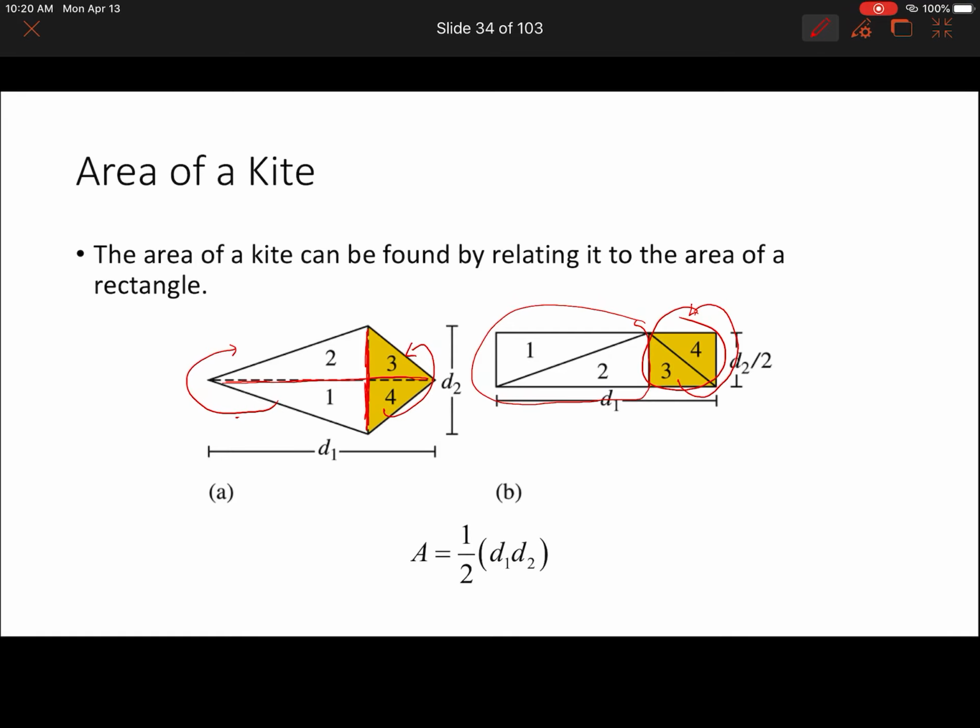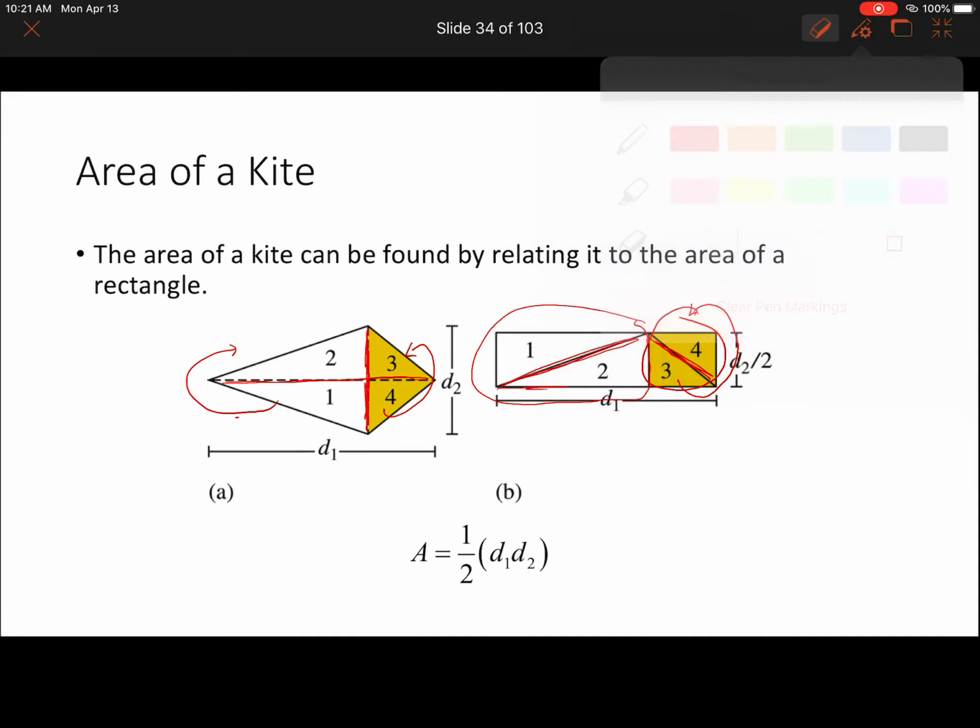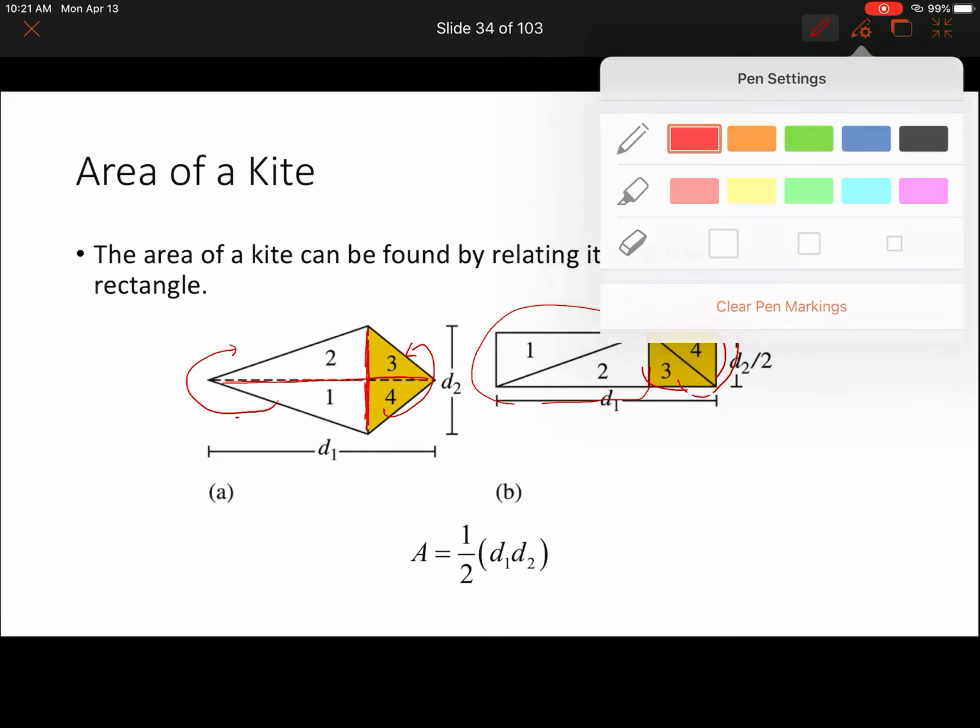And so half of that length, half of this length times this length, because, no, I'm sorry, half of this length, I'm off this morning. Let me do that again.